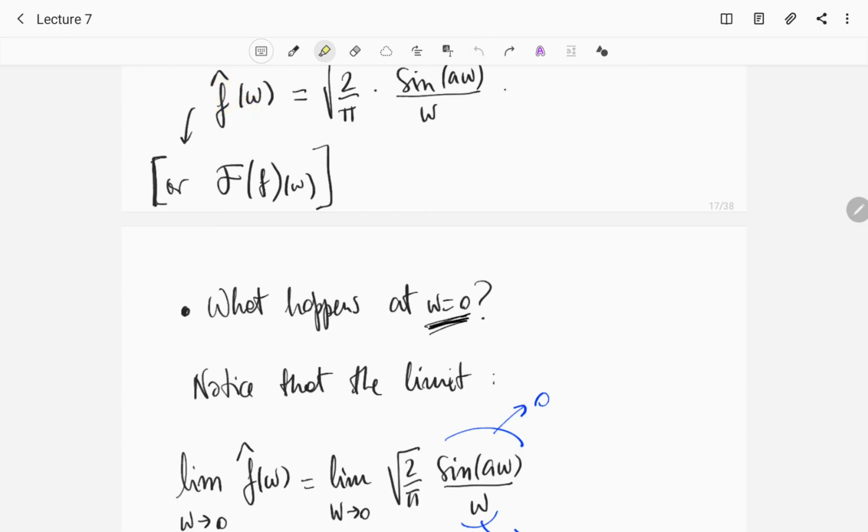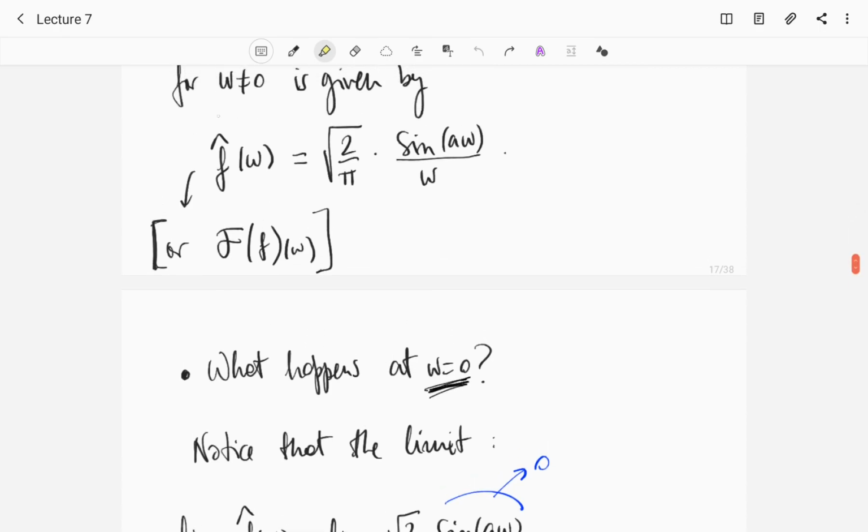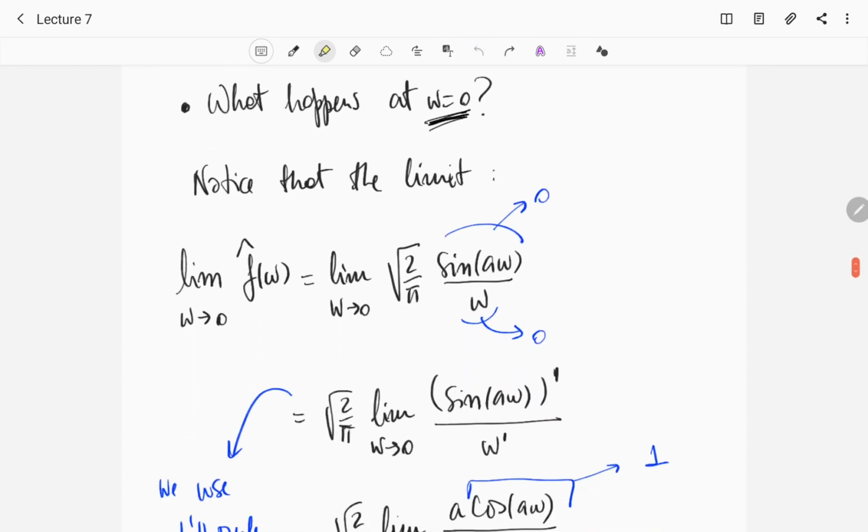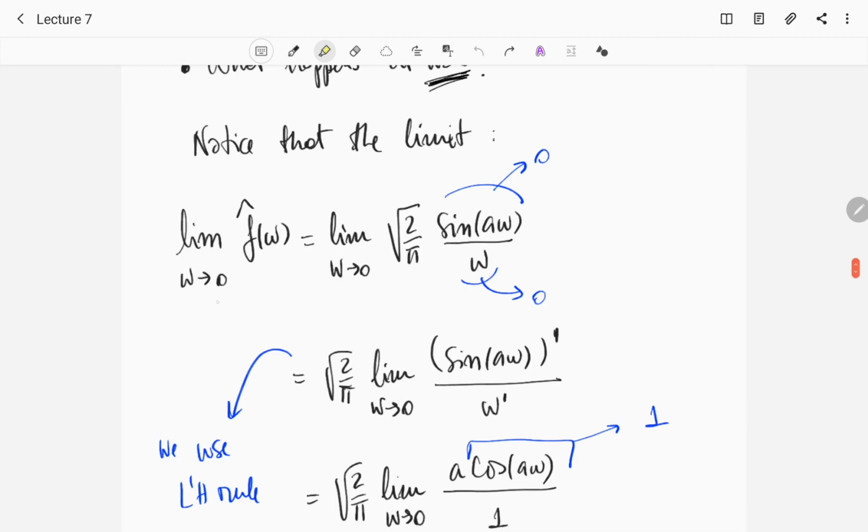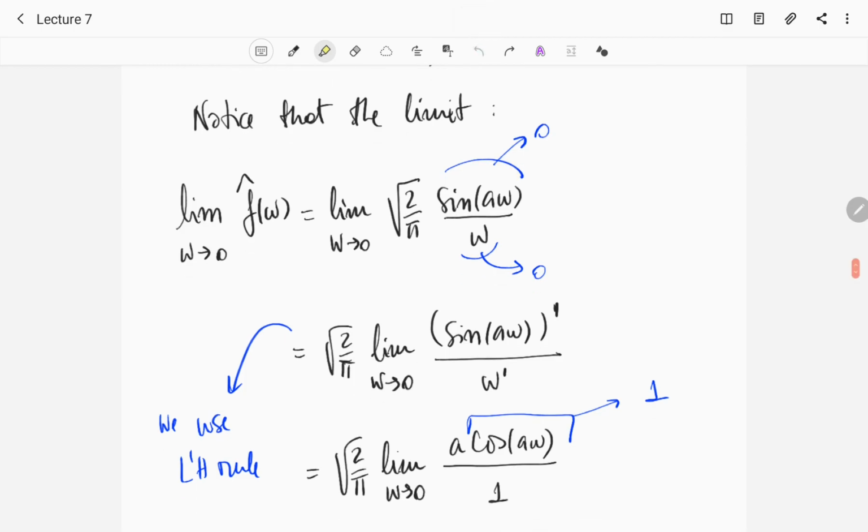And okay, so we have that expression when omega is not 0. So what's going on at 0? We take the limit of this expression that we got for the Fourier transform when omega is not exactly 0, and we take the limit and see what happens. Remember that this is just the expression that we got, and here we have this problem that this guy goes to 0 and this guy goes to 0. So if you remember, we have a tool to solve this limit in this situation.